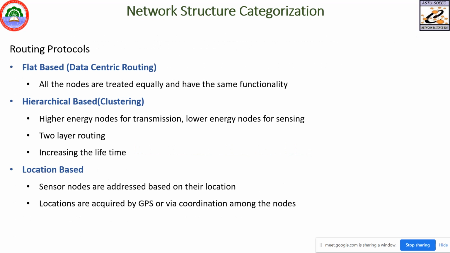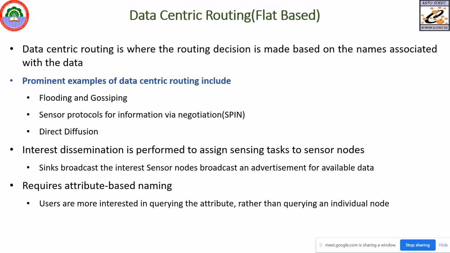As we said, this is the second category of the protocol, called the network structure category. One is the routing protocol category, which we discussed in the first slide, and the second one is called the network structure category. In this, we are going to have three categories of protocols: flat based or data centric routing protocols, hierarchical based or clustering based routing protocols, and the third one is called location based protocols. Let us see them one by one.